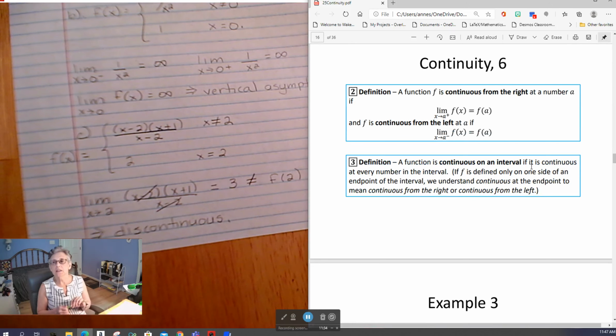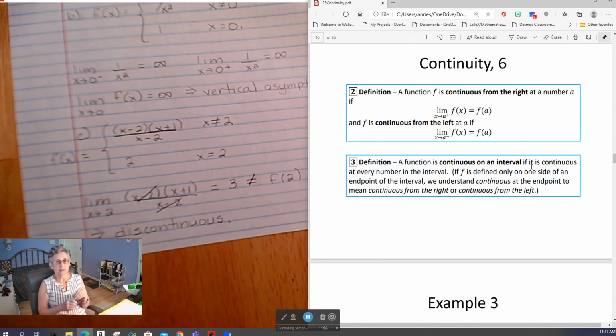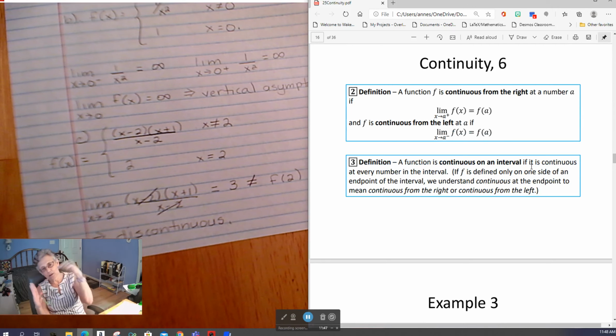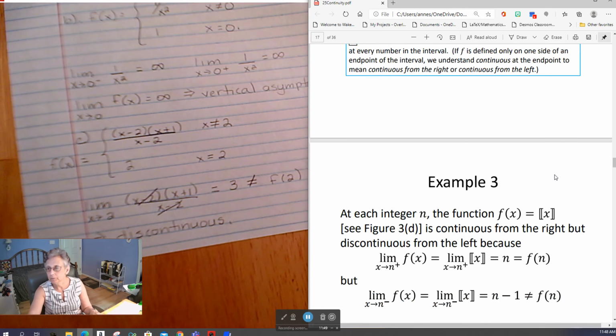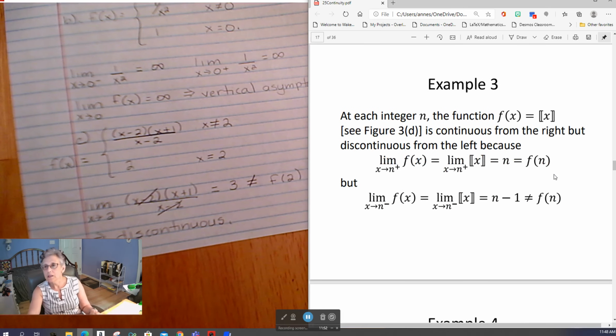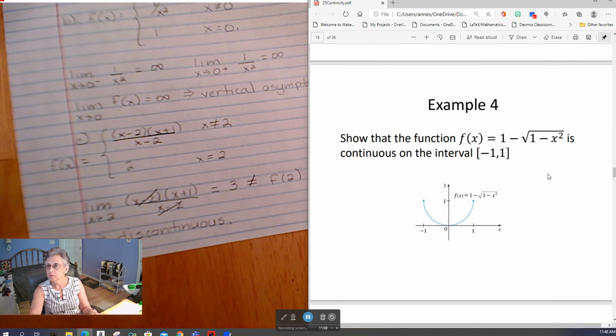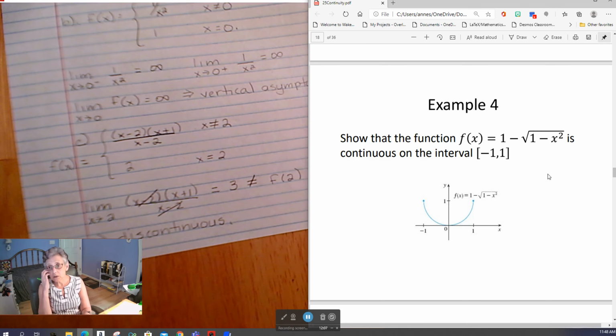A function is continuous on an interval if it's continuous at every point inside the interval and continuous from the right at a left endpoint and continuous from the left at a right endpoint. So example 3 talks some more about continuity of the greatest integer function. Now it says to show that the function 1 minus the square root of 1 minus x squared is continuous on the interval from -1 to 1.